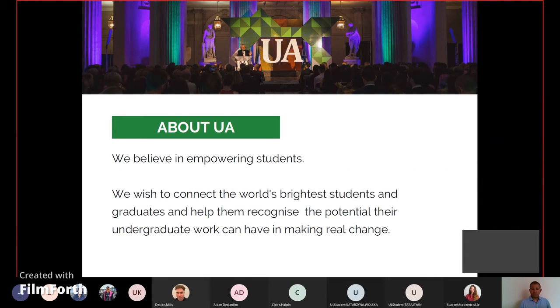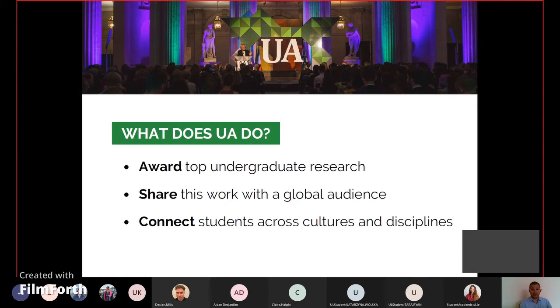So one of the things we believe in is empowering students. We want to help connect you as some of the world's brightest students to recognise the potential that the work can have. And some of the presentations I've already seen, I'm going to look at some of the others later again, I think are really going to be up there challenging some of our global presenters as well. So I'd really encourage you to submit to us.